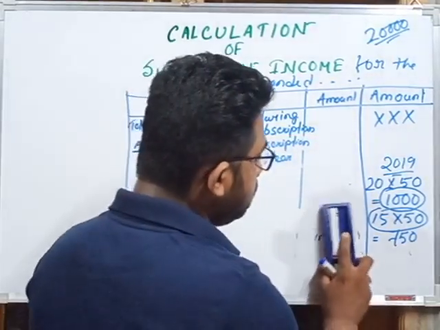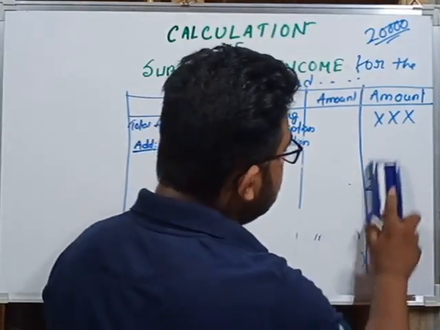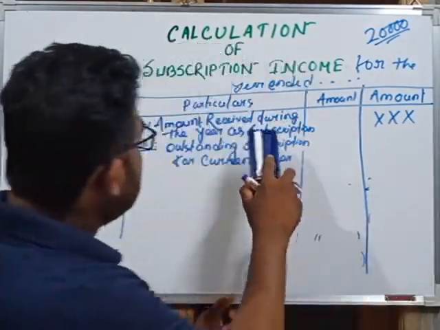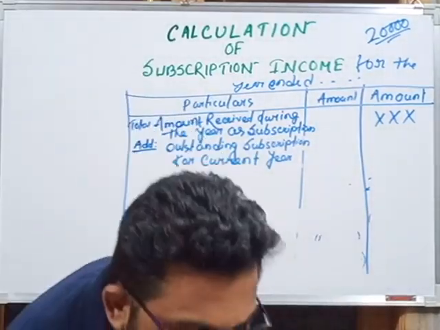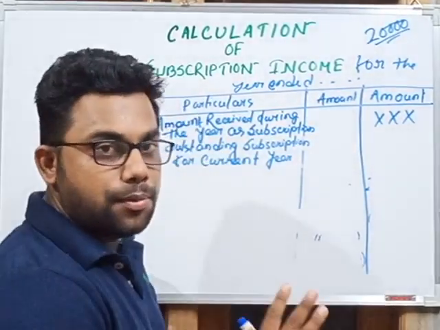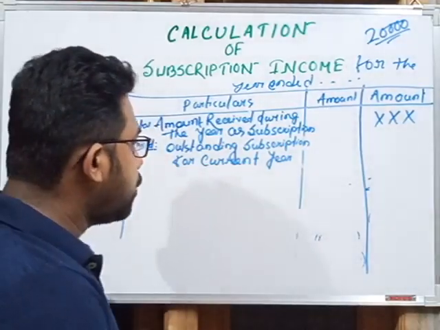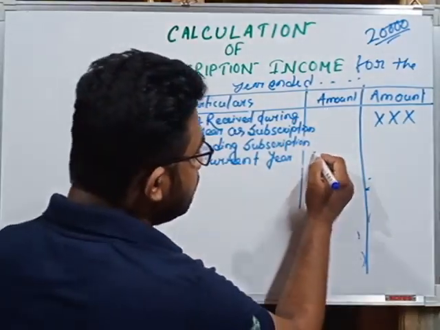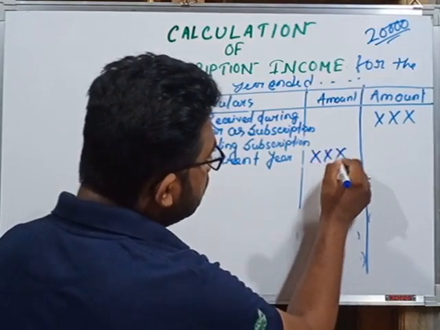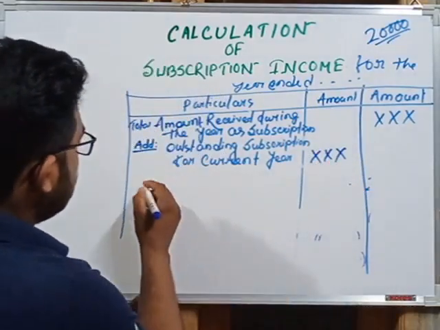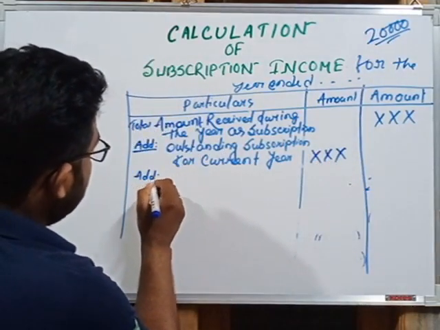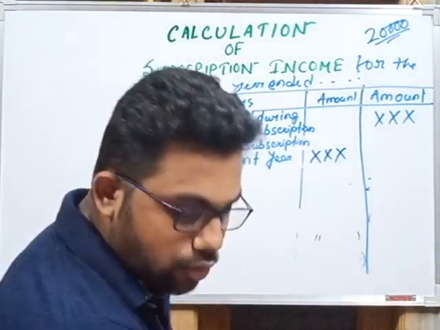Okay, so first we write amount received during the year as subscription, that means the total amount of subscription received by the non-trading organization. Next we add outstanding subscription for current year, so as it is an add item we write it here. Next we add another item. Okay, so what is the item?